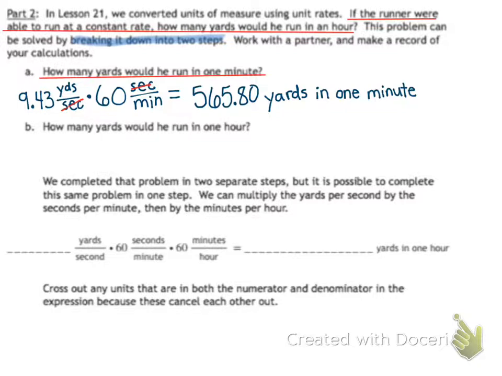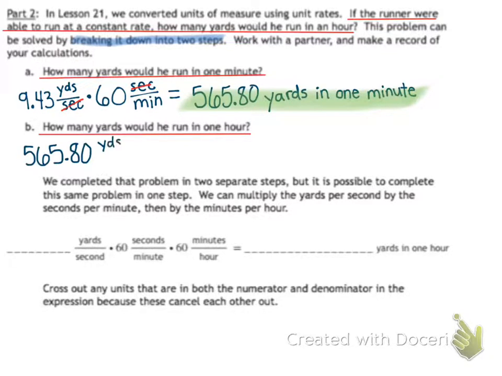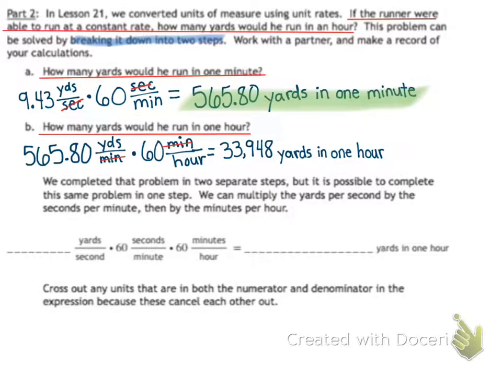Okay, I'm ready for part B. Now I need to convert. I want to know how many yards he would run in 1 hour. So I'm going to take this information right here, 565.80 yards in 1 minute, and rewrite it. And I want to know how much he ran in 1 hour. I know that 60 minutes is 1 hour. So I'm going to multiply by 60 minutes per hour. And after multiplying, I get 33,948 yards in 1 hour.